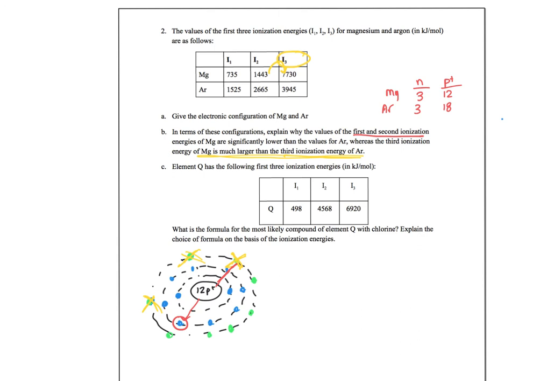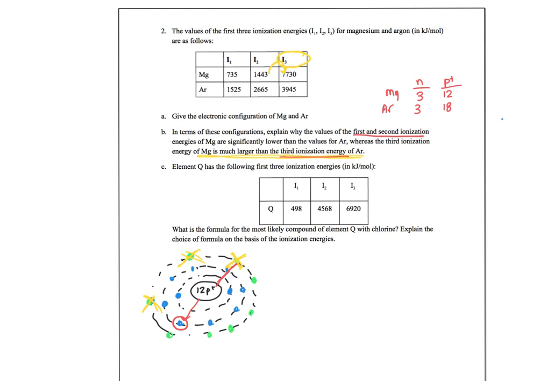So for this one, when I'm talking about the third ionization energy, I was looking for you to say that we are now taking a core electron in magnesium, which is much closer to the nucleus. Less distance means more Coulombic attraction, which means it's harder to remove. Whereas argon, the third electron, is still a valence electron, so it has the original distance from the nucleus.